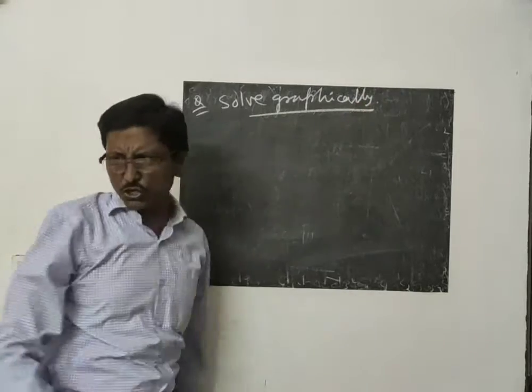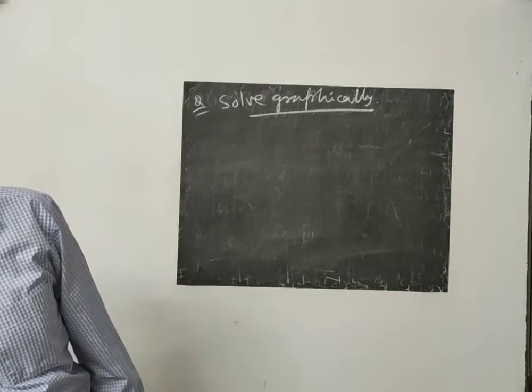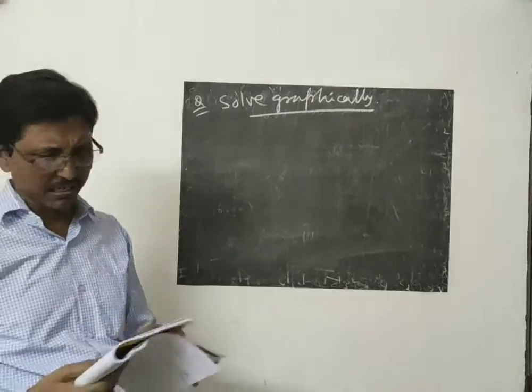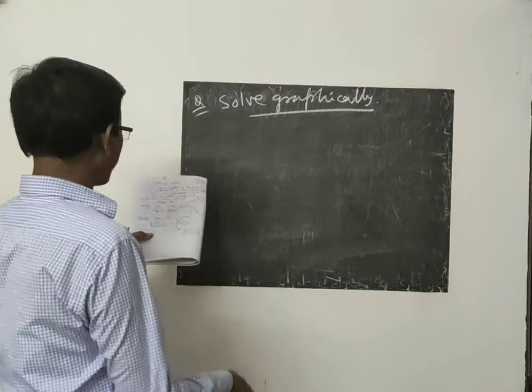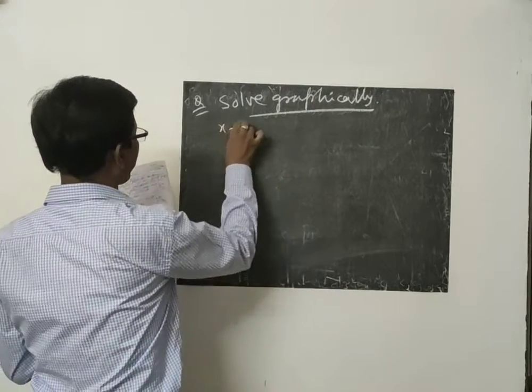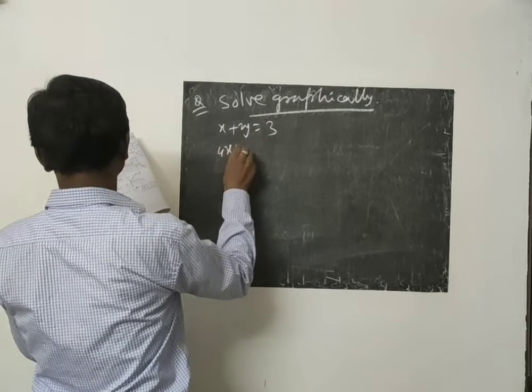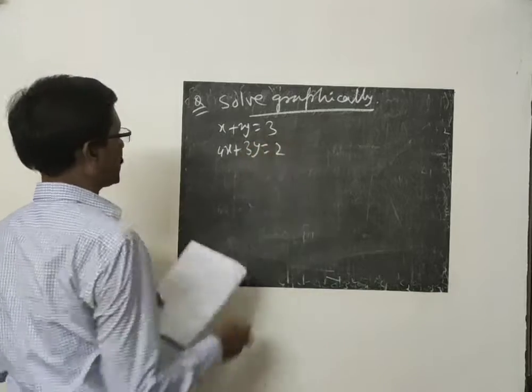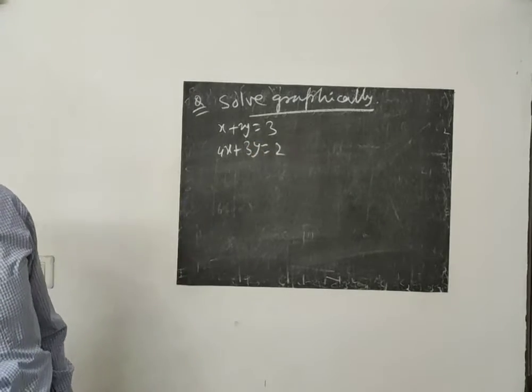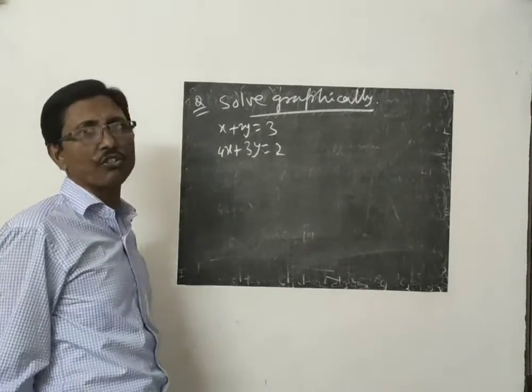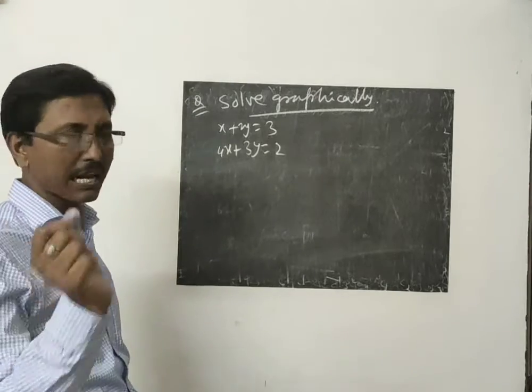Any set of equations we can take. Suppose you are having a simple equation. For example, x plus 2y equal to 3, and another equation is 4x plus 3y equal to 2. These two equations are to be represented on the same graph paper.